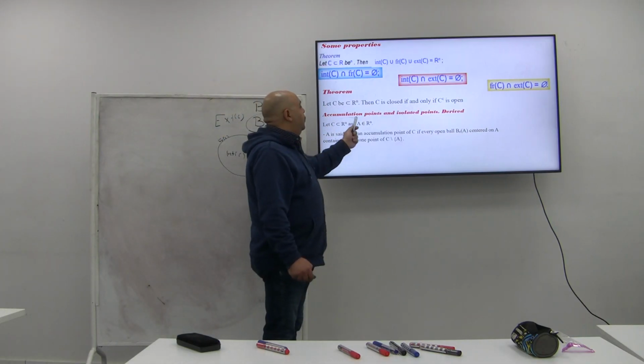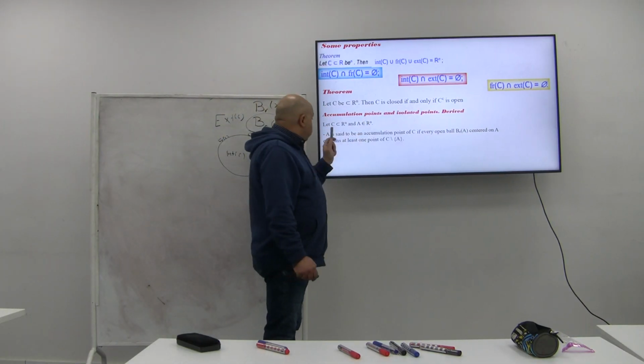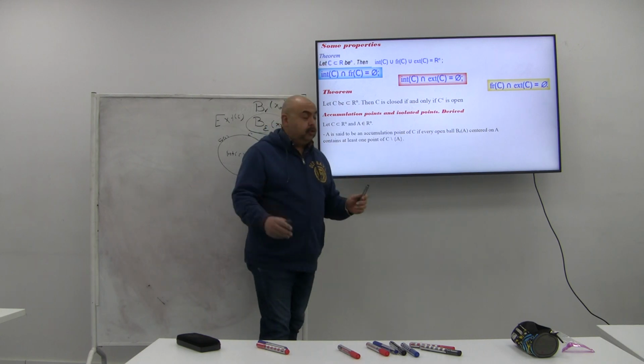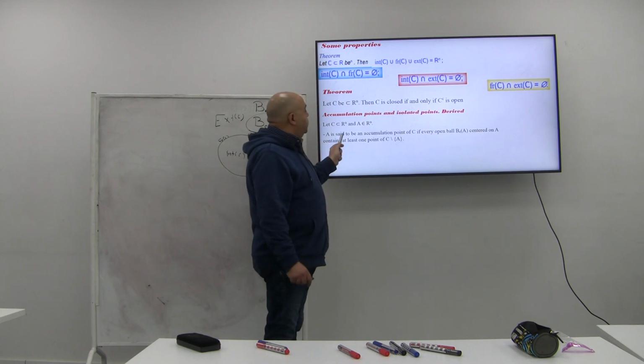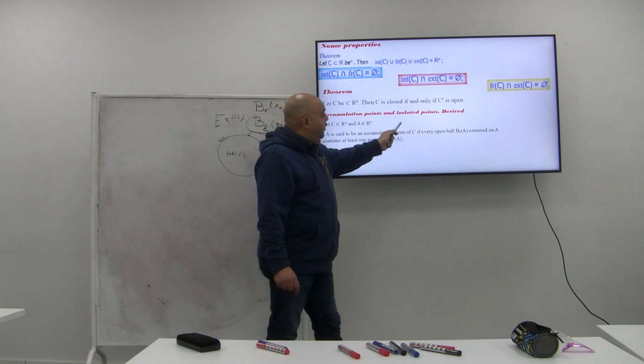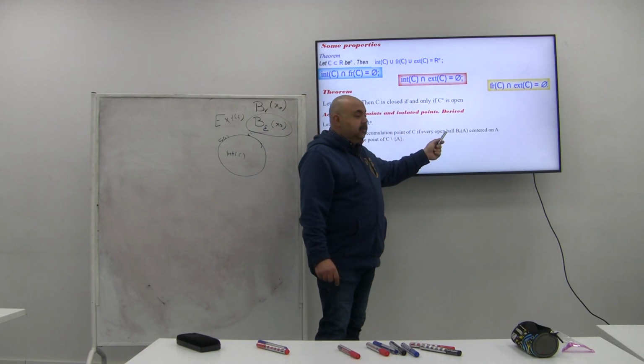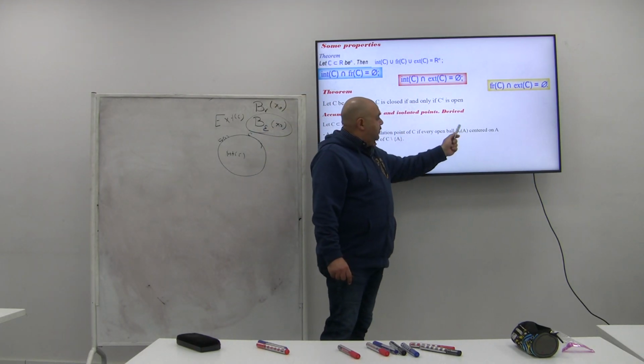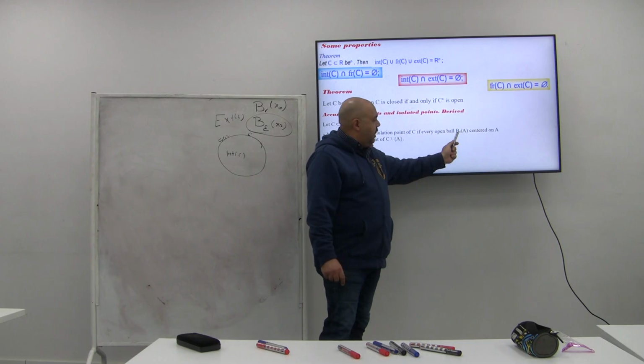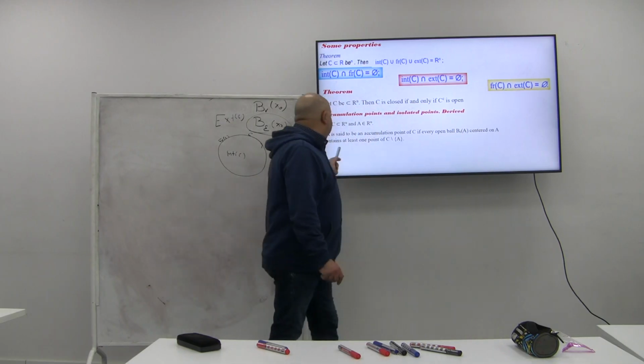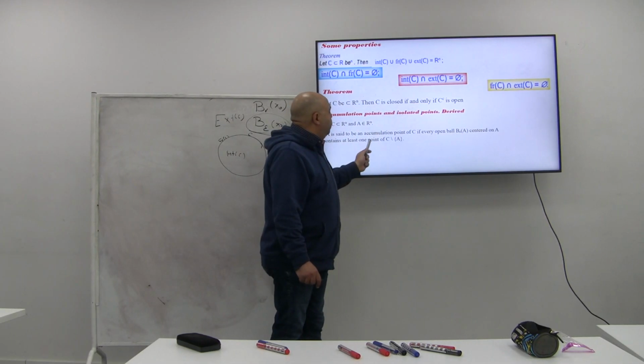What do we mean by accumulation points? Remark about the definition that I will tell you how to know it. A is said to be an accumulation point of C if every open ball of A with radius epsilon, centered on A, contains at least one point of C.